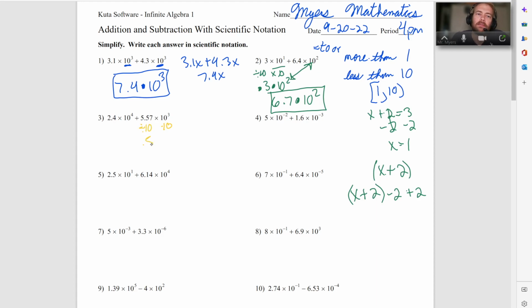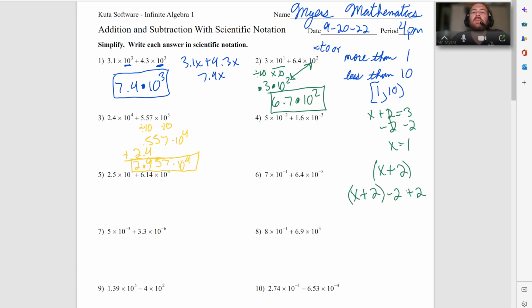Right, so 0.557 times 10 to the 4th power. Now we add that to 2.4. All right, well, if I add it to 2.4, if you're going to do it by hand, you want to line up the decimals and do it that way. 5 and 4 make 9. 0.2 times 10 to the 4th. And there's our answer.